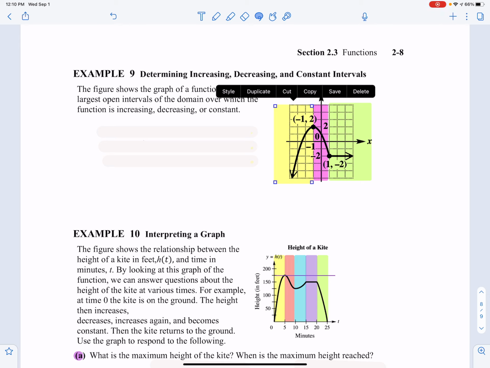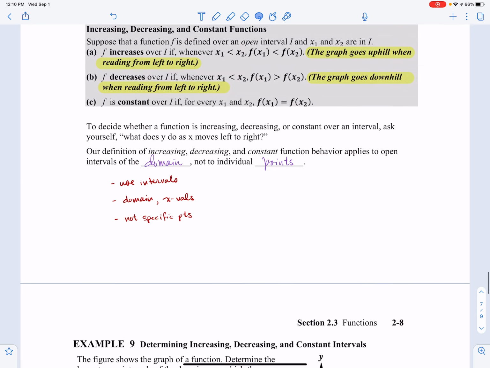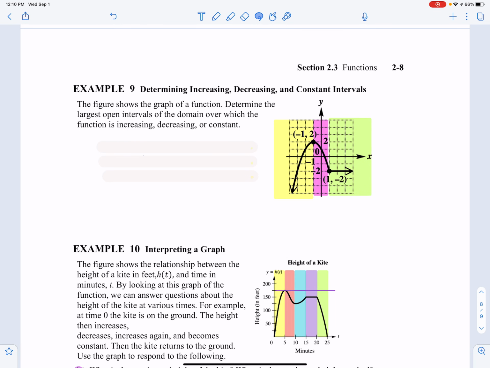The right side of my box is at what x value? Sorry about that. Let's get that back here. And so notice that the right side of my box is at the x value of -1. Okay, and what's happening as I move from left to right? When I move from left to right, my graph goes uphill. All right, so that means that the very first part of my graph is going to be increasing. From where to where? It increases from negative infinity, the left side of the box, to -1, the right side of the box.